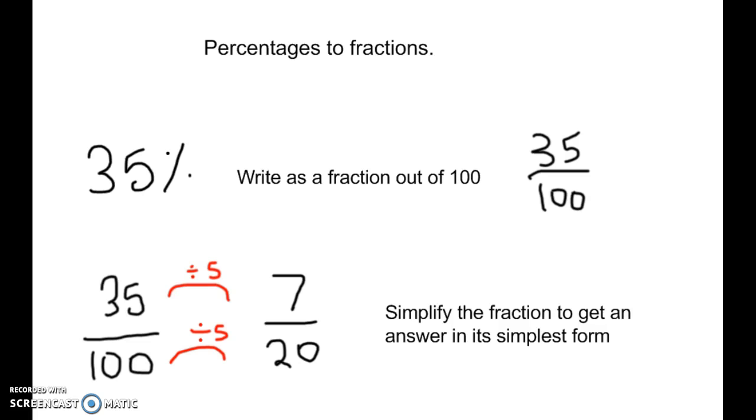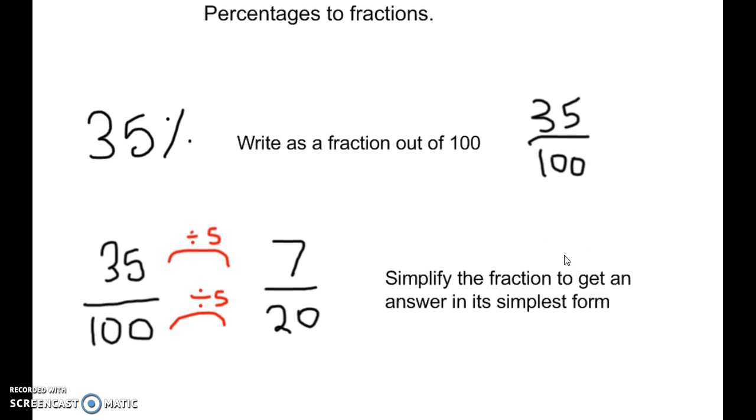Going from percentage to fraction. Got an easy method for you here. Take the percentage, write it as a fraction out of 100. So take the percentage number, put it over 100, and then use what you already know about simplifying a fraction to simplify this down to its simplest form. Here I've divided top and bottom by 5 to get 7 over 20.